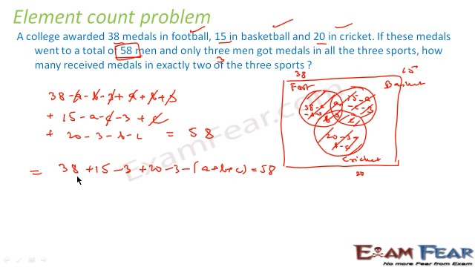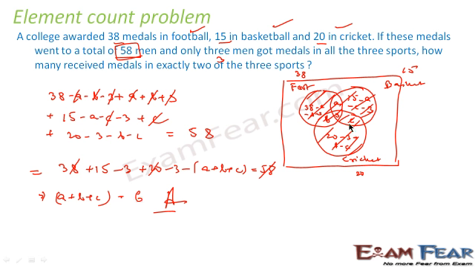We'll solve this. 38 plus 15 minus 3 plus 20 minus 3 is 67, so A plus B plus C is equal to 67 minus 58, which is 9. 15 minus 6 is equal to 9. So A plus B plus C is equal to 9. That is the answer. There are 6 people who got medals in exactly 2 sports.